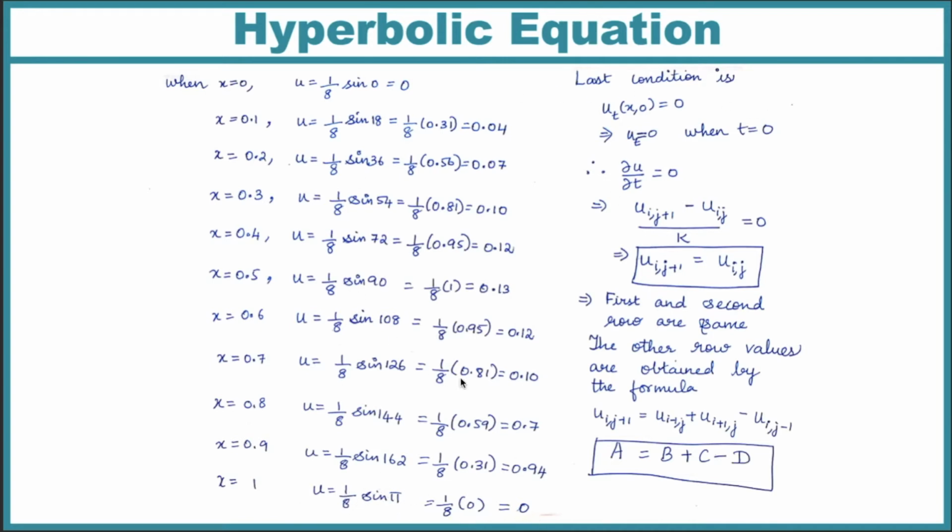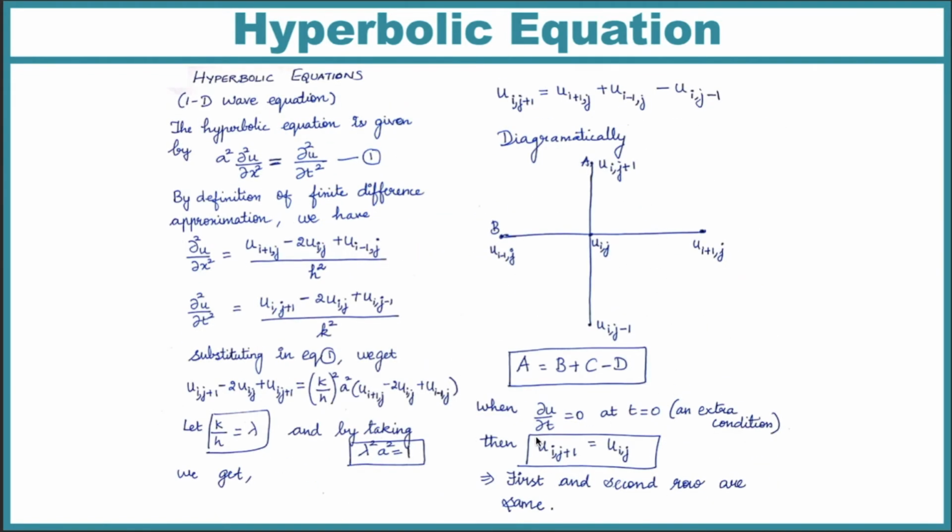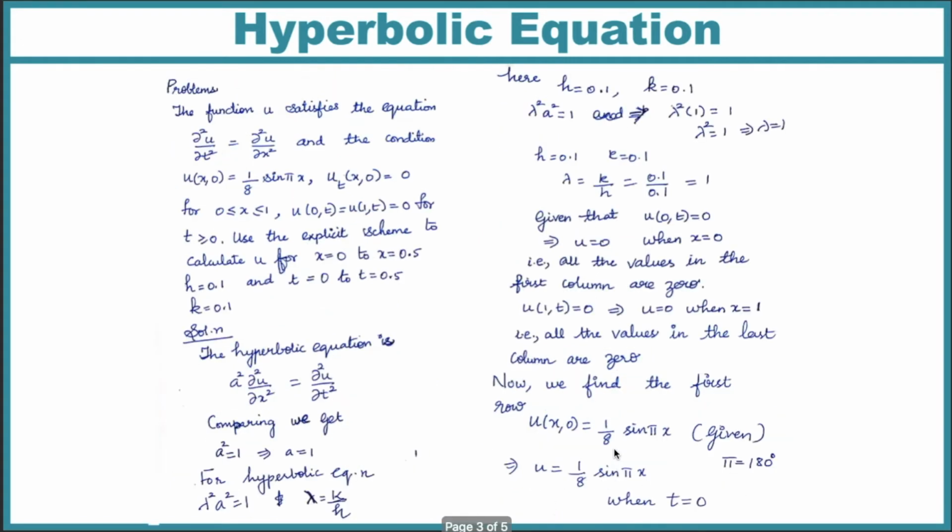So all these conditions are given. The last condition is given as ut of x comma 0 is equal to 0. What does it mean? ut equal to 0 when t equal to 0. What is ut? It is dou u by dou t, equal to 0. As I have said before, dou u by dou t equal to 0 at t equal to 0 implies u i comma j plus 1 is equal to u i comma j, the first row and the second row.